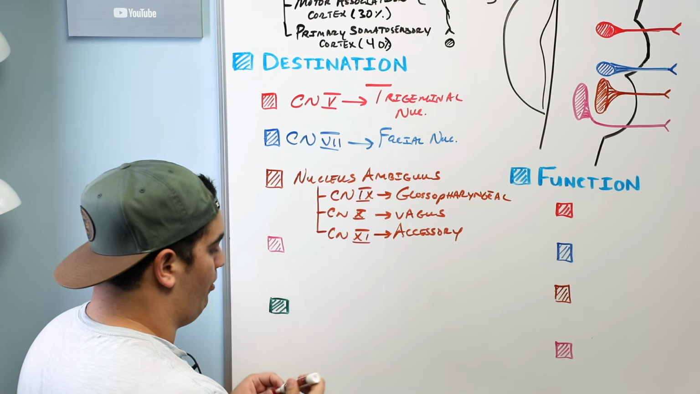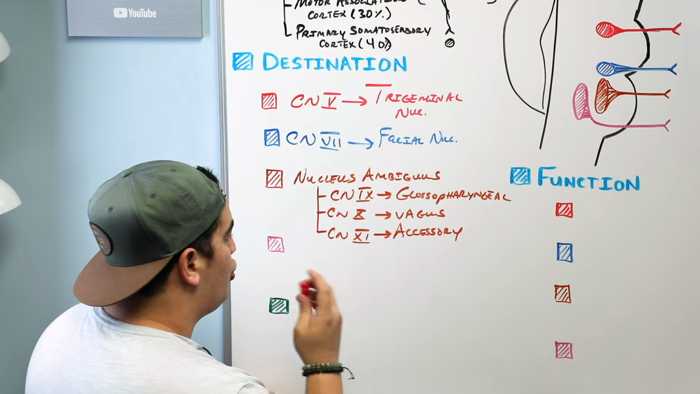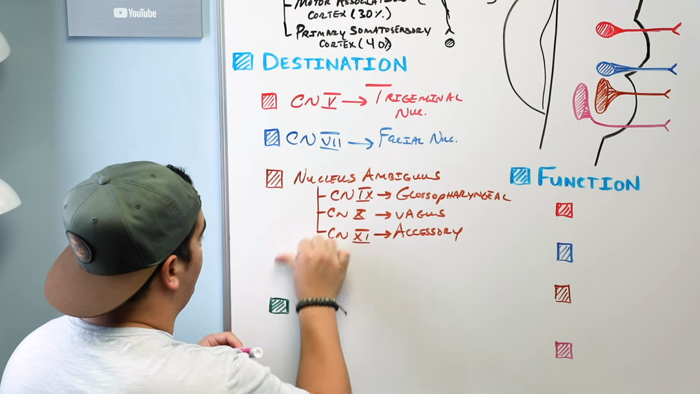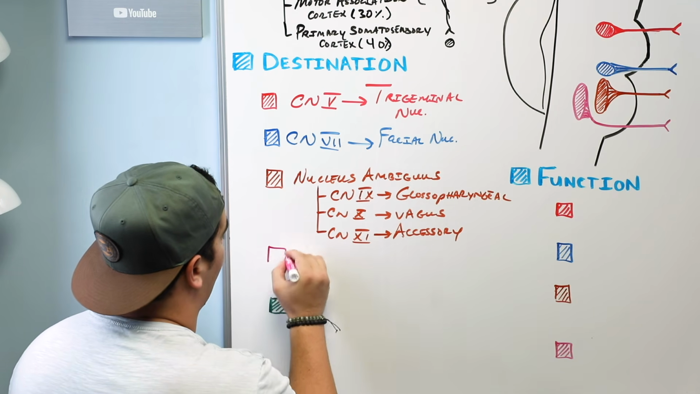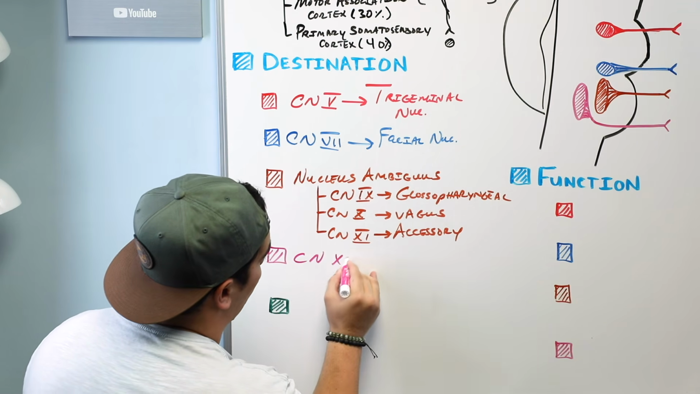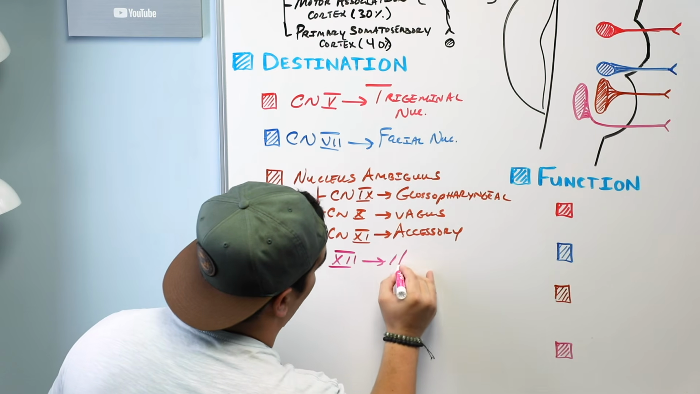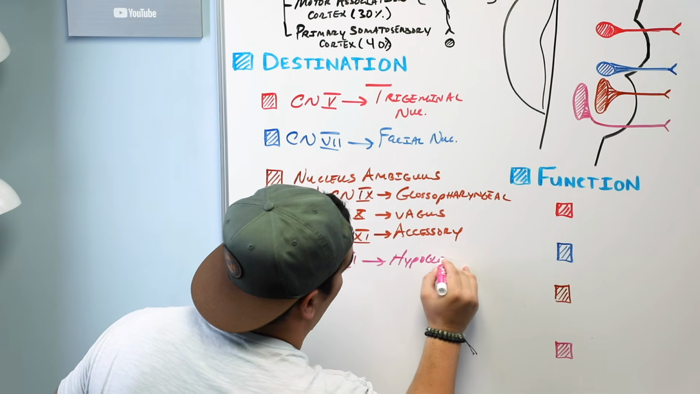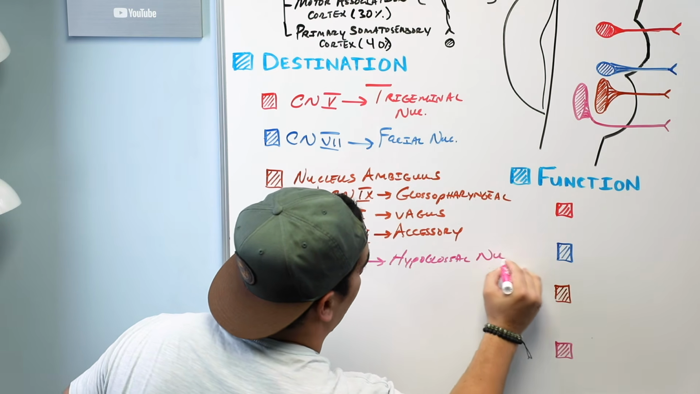That's another destination point. The last true destination point is going to be the hypoglossal nucleus. So it's going to be the hypoglossal nucleus, and this is cranial nerve 12. So this is called your hypoglossal nucleus.